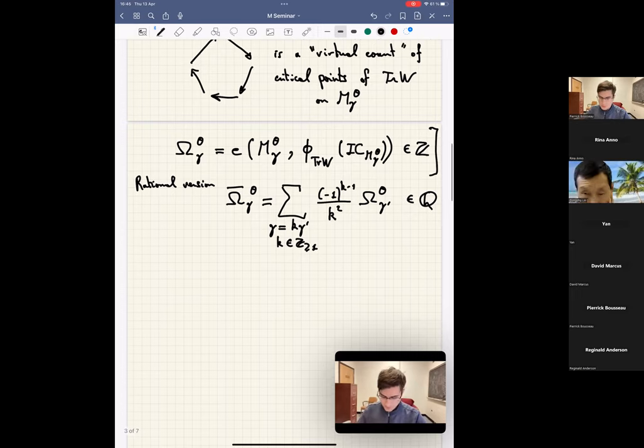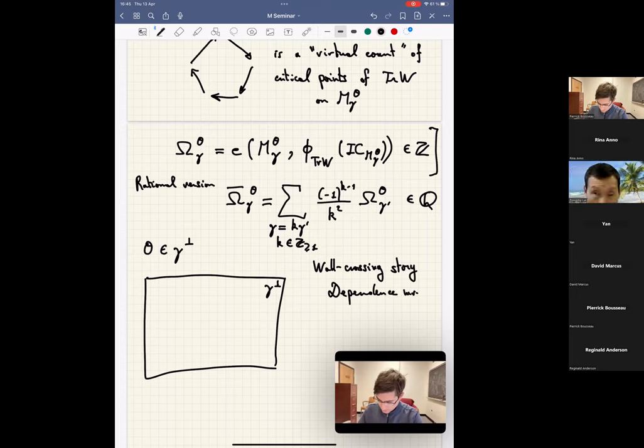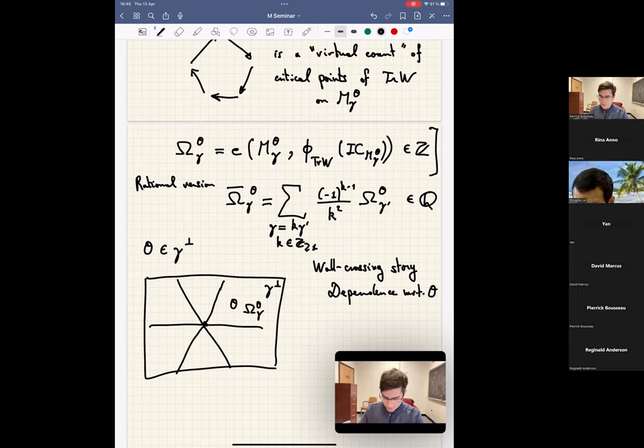These numbers depend on the discrete parameter gamma, and they depend on the continuous parameter theta, because theta lives in this real hyperplane inside a real vector space. And there is a natural wall crossing story which controls the dependence with respect to theta. Roughly, this real hyperplane is divided into various chambers. And as long as theta stays in one chamber, this integer omega gamma theta stays constant.